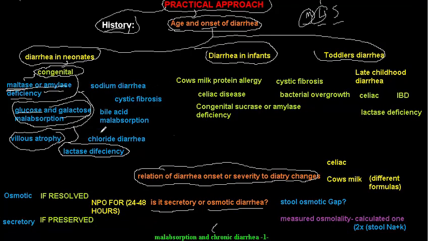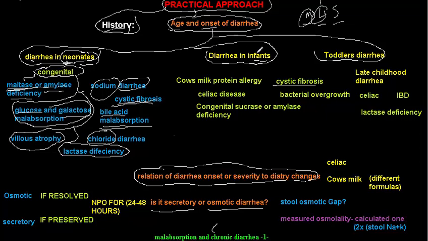We may also have congenital chloride or sodium diarrhea. Cystic fibrosis is very, very important. It is somehow a pancreatic insufficiency disease. I'm going to talk about it in a separate video about cystic fibrosis. But now take into account that in congenital diarrhea, or diarrhea in neonates, cystic fibrosis is very important. In infants, cystic fibrosis is still very important. Also bile acid malabsorption. So these are mostly the causes of diarrhea in neonates.